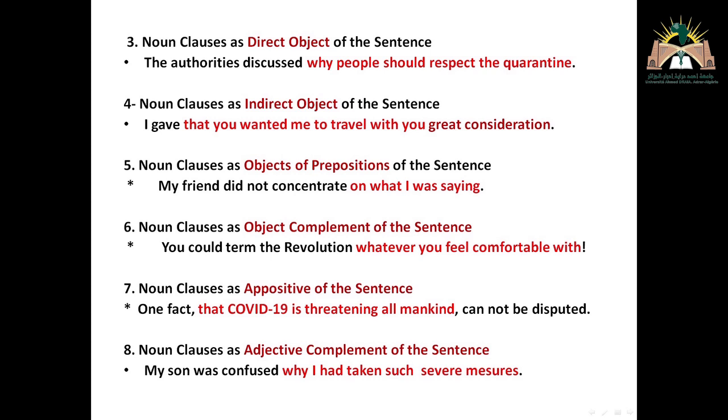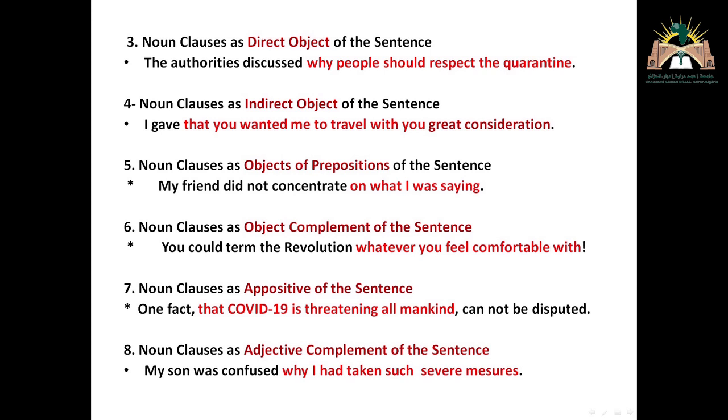So we have seen so far subject, object, and complement. Last but one, noun clauses as appositive of the sentence. Example, one fact cannot be disputed, something that you cannot discuss or counter-argue. What is it? That COVID-19 is threatening all mankind. So this noun clause is an appositive. It is an extra information.